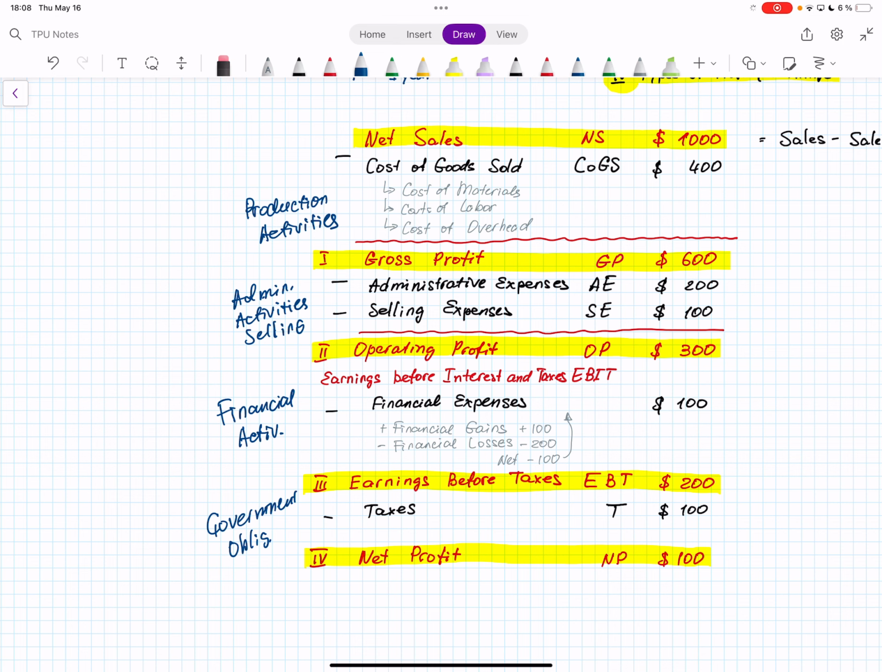Okay? So there is a short way to calculate profit, and there is a long way, all the way from the net sales. Okay, so your job is to understand how it is calculated and learn the terminology. That's all for today. Okay?